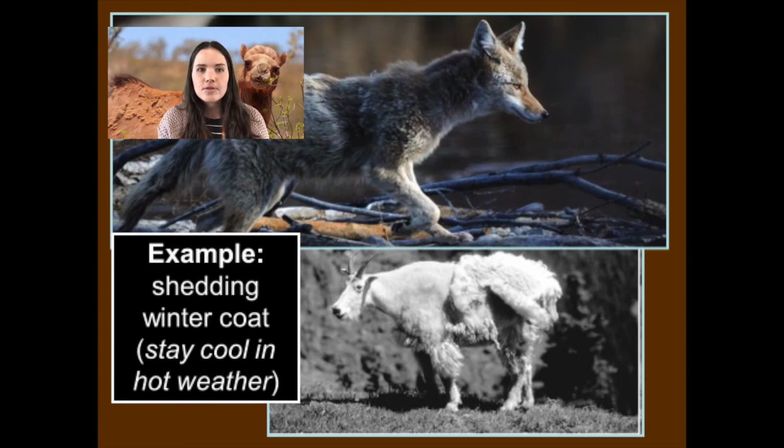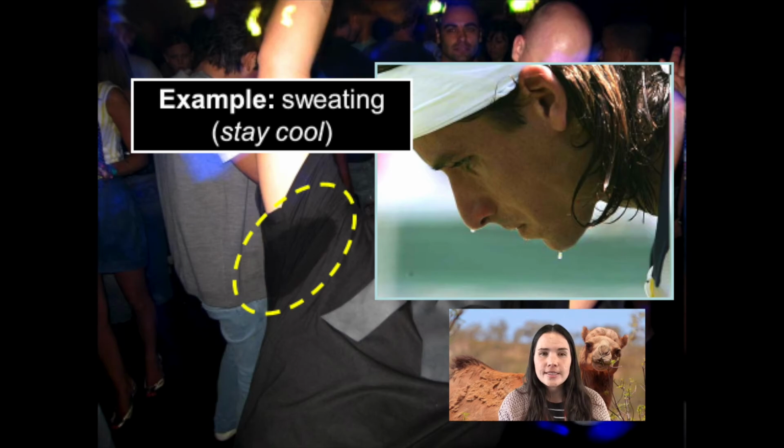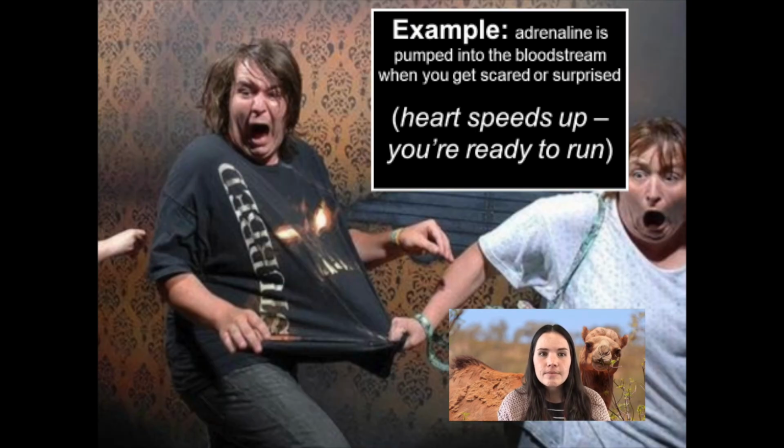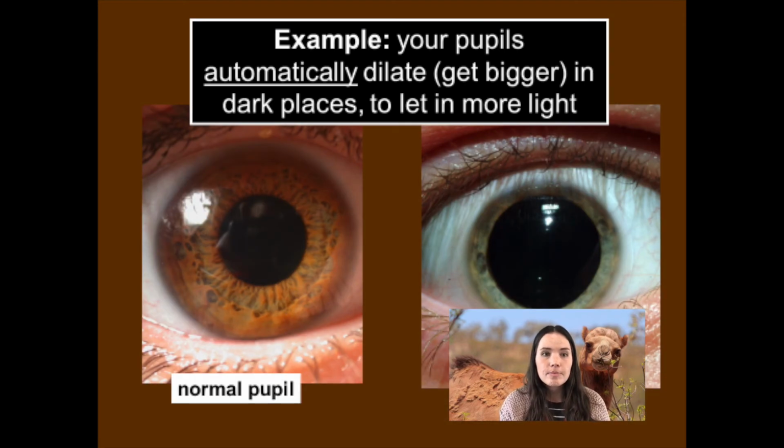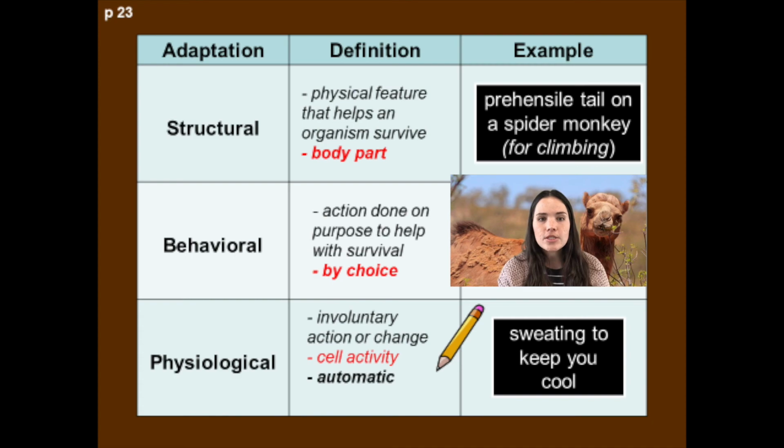Finally, we have animals that shed their winter coat to stay cool, humans sweating to stay cool, adrenaline being pumped into your bloodstream when you get scared or surprised to help you run away, and finally, your pupils dilating when you're in the dark to let more light in to help you see. Obviously, we only have one adaptation left, and that is the physiological adaptation. A physiological adaptation is where your body does something automatically without you needing to tell it. It is automatic.